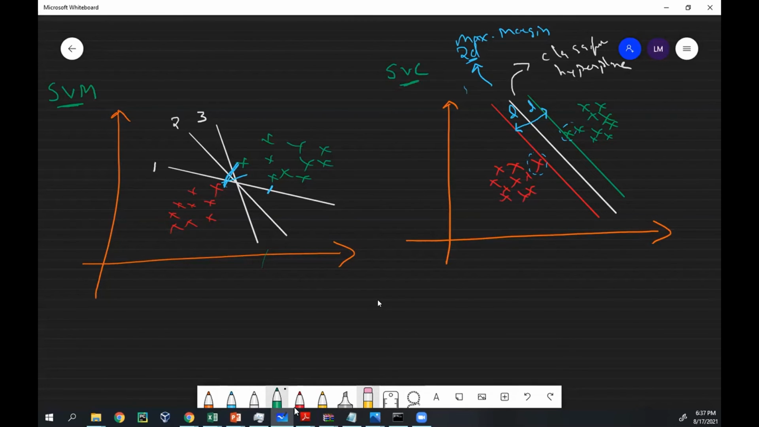So we just saw how SVC works. We are not going to see SVR, which is the support vector regressor, which is also possible. You can figure this out later as well, what exactly SVR is. But as of now, this is how your support vector classifier looks.